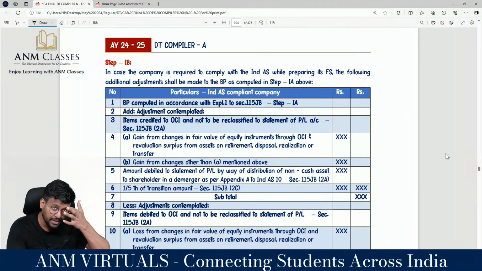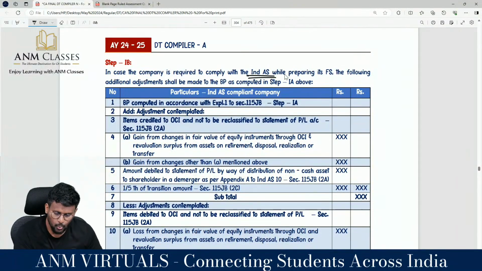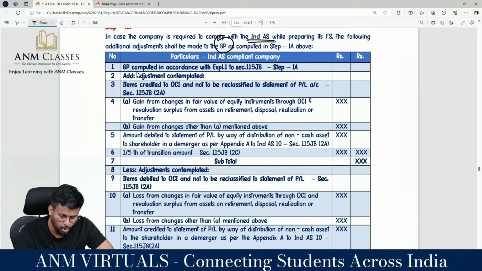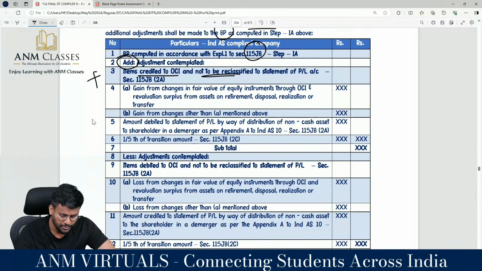Now, in case the company is required to comply with Ind AS while preparing the financial statements, the following additional adjustments shall be made to the book profit as computed in Step 1A. Book profit computed under Explanation 1 to 115JB, add adjustment contemplated items. Here I am adding items credited to OCI. Credited to OCI means debited to P&L; if not to be reclassified to P&L, it should be added back.